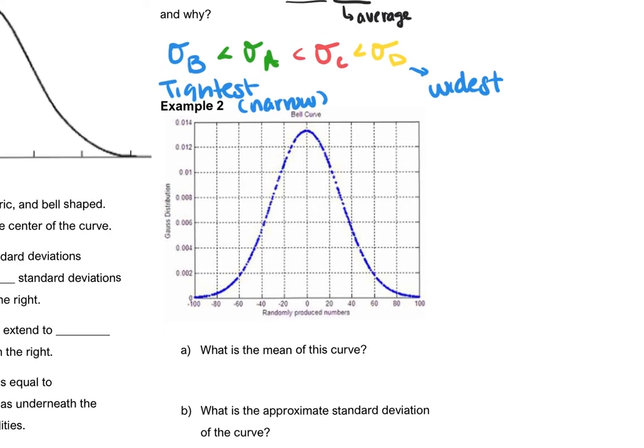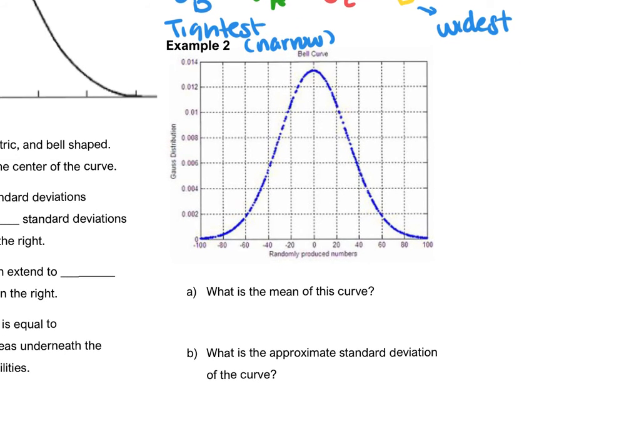Now let's look at example 2. Example 2 first asks, what is the mean of this curve? Well, we saw from the other one that to find the mean of a curve, you look at the center of the curve. So the mean of this curve is just mu equals 0.